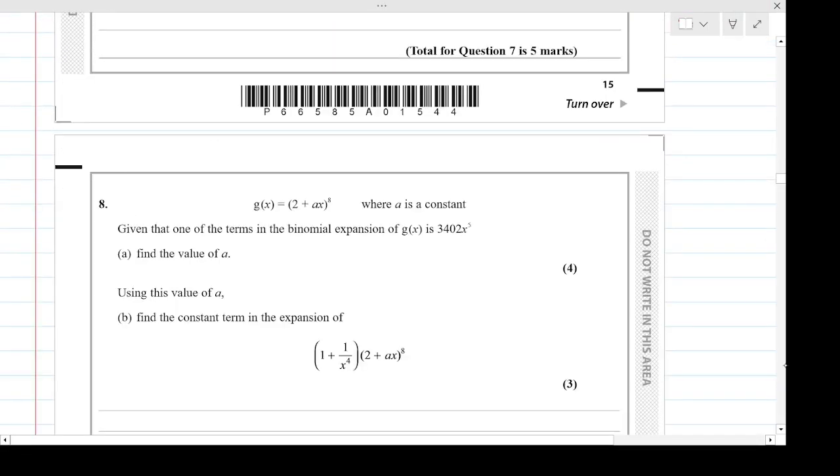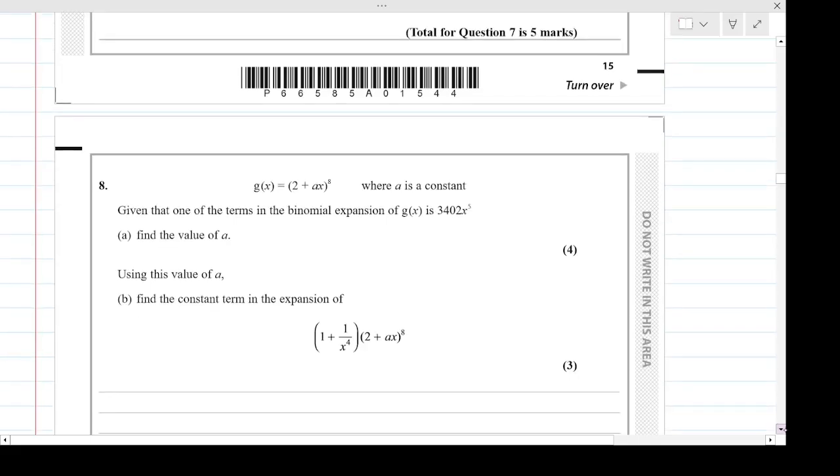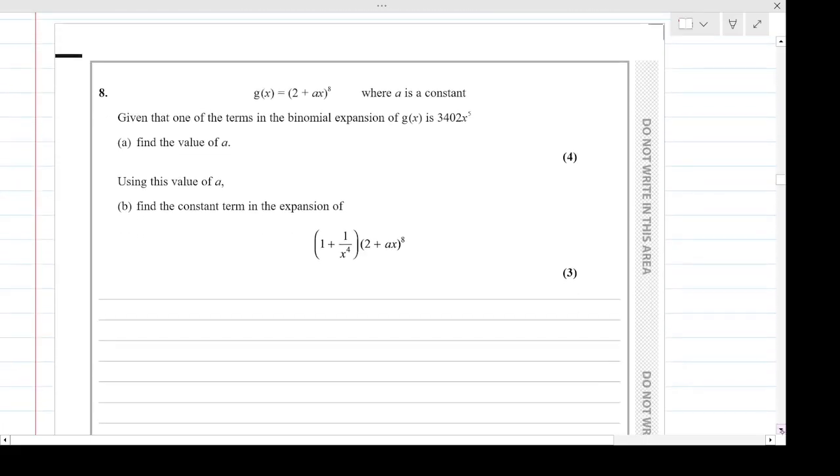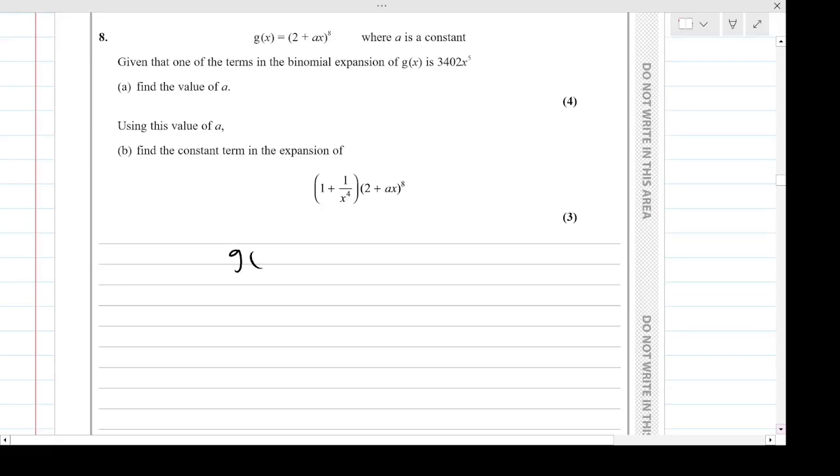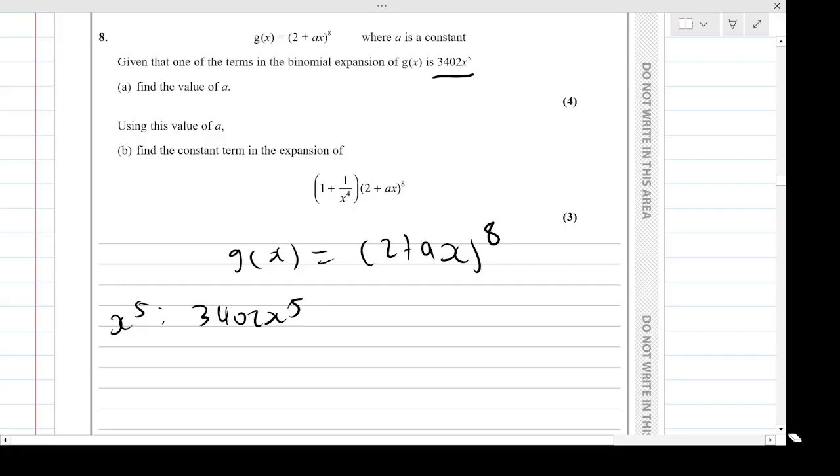Okay, question A. We've got a binomial expansion question. We're told that g of x is (2 + ax)^8, where a is some number. Given that one of the terms in the binomial expansion is 3402x^5, so that's the x^5 coefficient. If I make a note, the x^5 term is 3402x^5. It says work out the value of a in this bracket here.